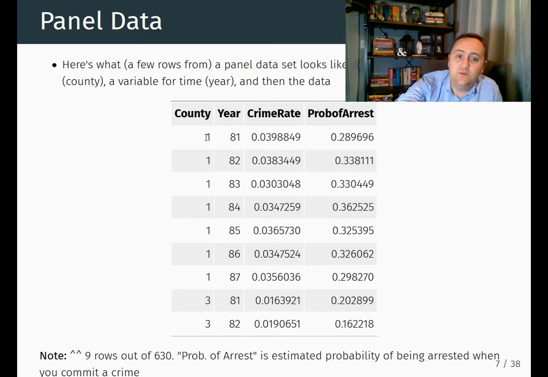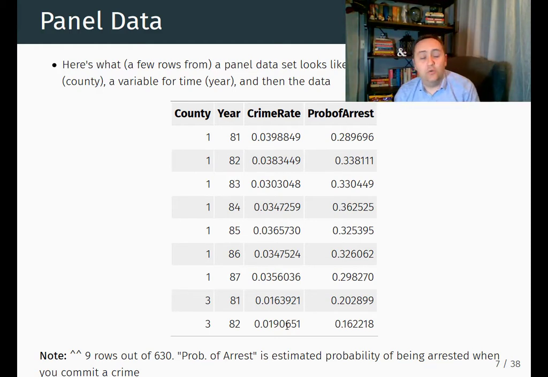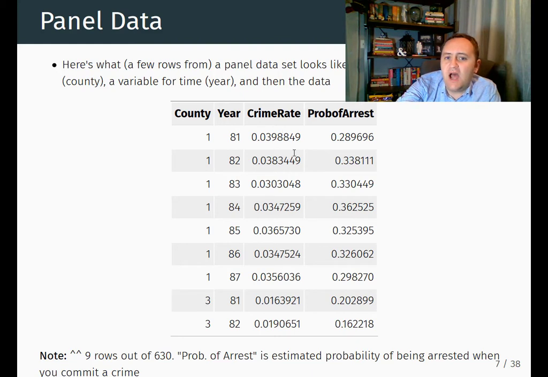Well, if we look in this one, first in county 1 in 1981, the crime rate is 0.0399. If we look at this one over here in county 3 in year 82, the crime rate is 0.0191. Those are two very different numbers. Why are they different? Well, there could be two things we can sort of divide it into. One thing is that we're comparing different counties, right? County 1, if we look at all these numbers, appears to have a much higher crime rate than county 3.